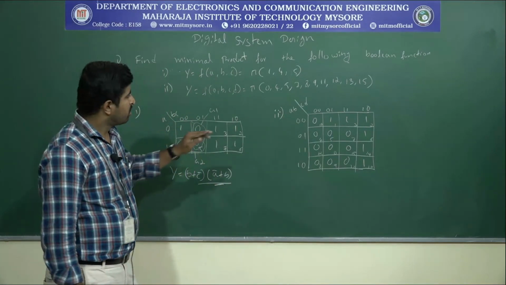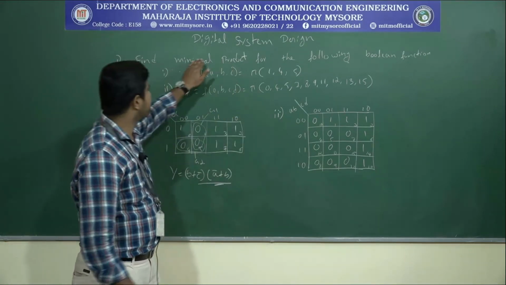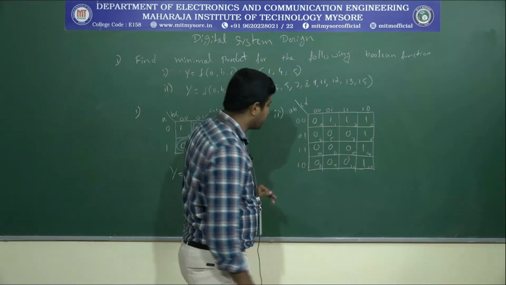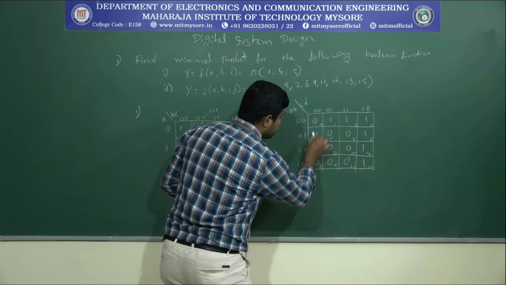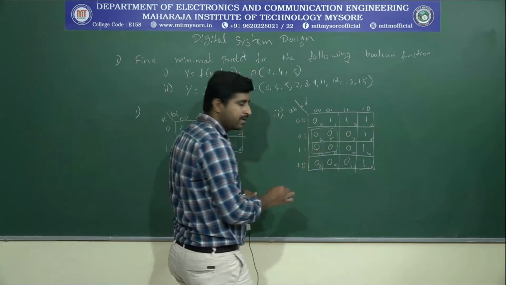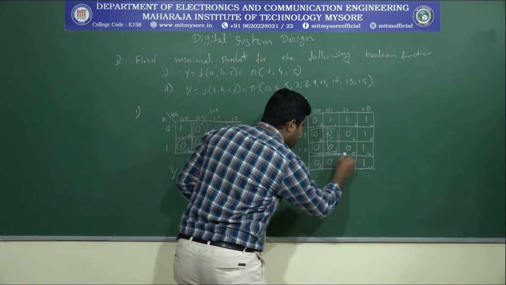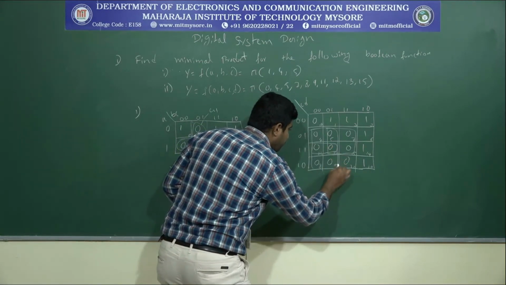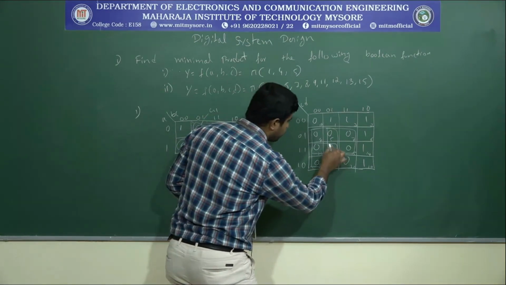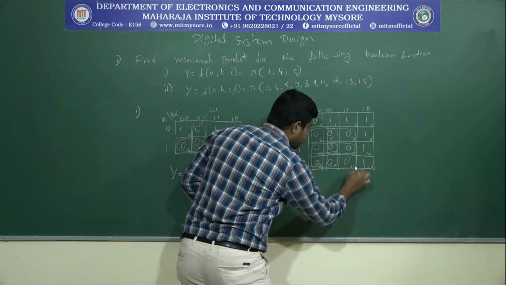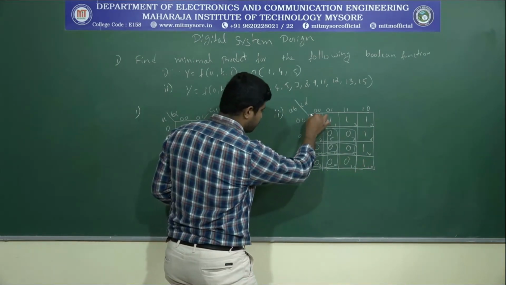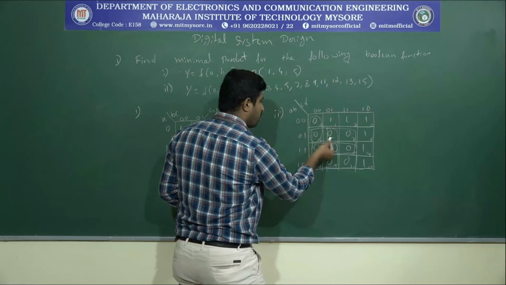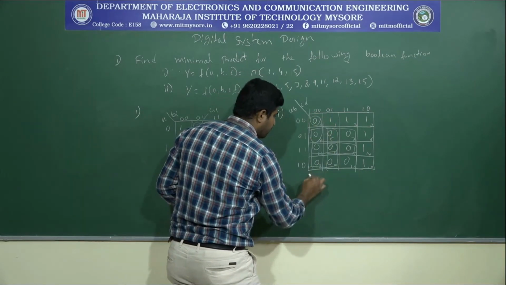We need to make groups of zeros because we need to get a minimal product expression. So let's group the logic zeros here. These 4 can be grouped, right? Next, these 4 can be grouped, and next these 4, again these 4, and the remaining 2 can also be grouped. Or this can be grouped with this one, or again with this one also.